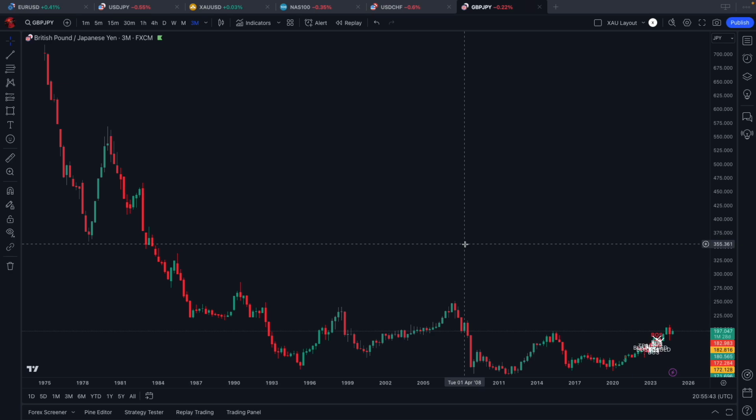So as you guys know, when it comes to completing a full top-down analysis, it's very important that we go to the highest of timeframes and work our way down. Here we are on the 3-month timeframes. Each candle represents 3 months.